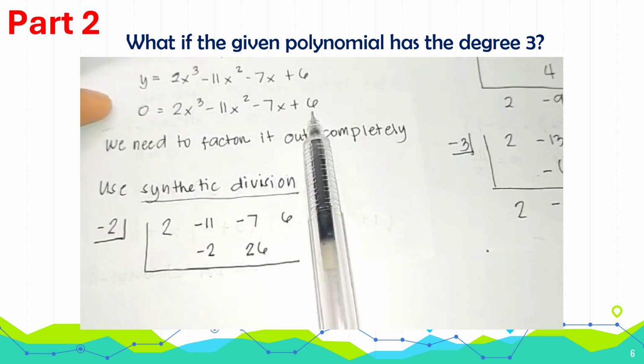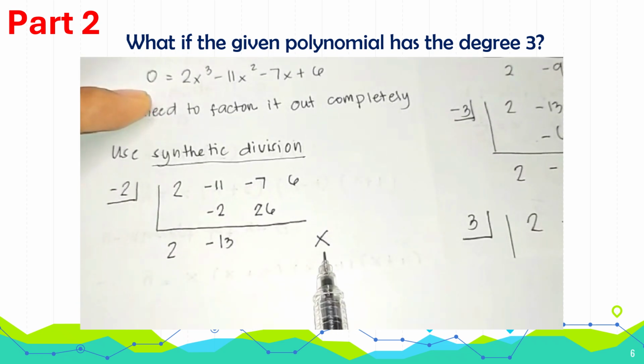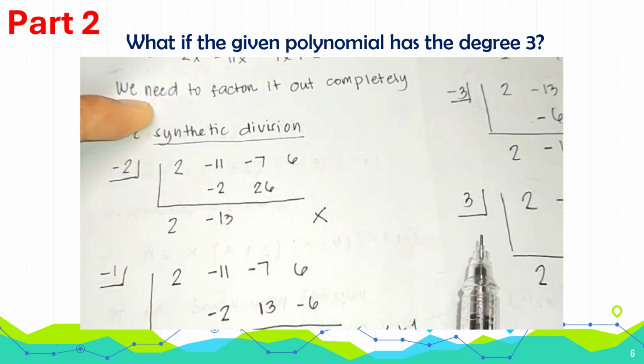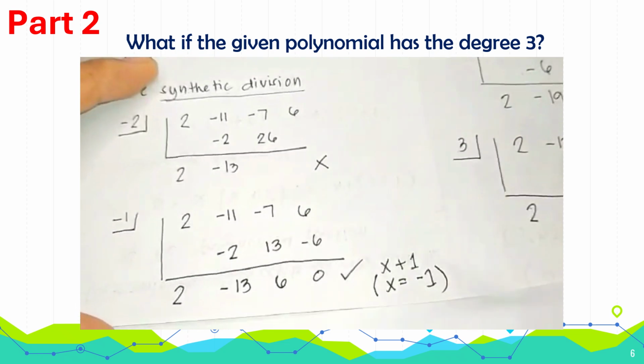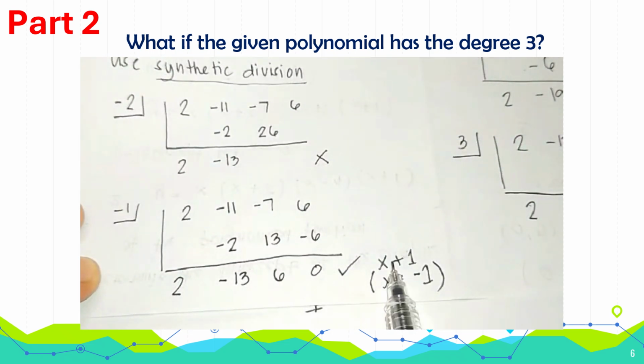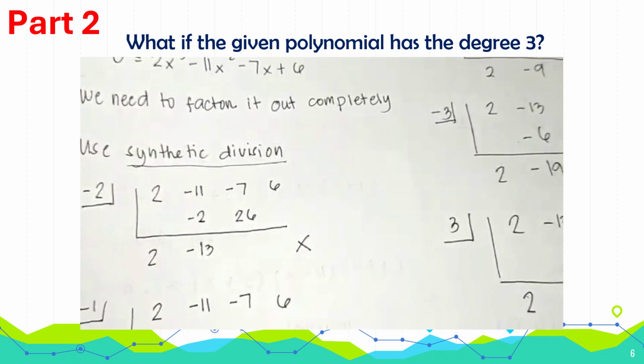So I consider the 6. What are the factors of 6? I started with -2. I just tried. Negative 2 is not a factor of 6. I tried -1 since we need to start with the lowest value first. I got the remainder of 0. Therefore, x plus 1 is a factor. X is equal to -1, or x plus 1 is a factor of the given polynomial function.